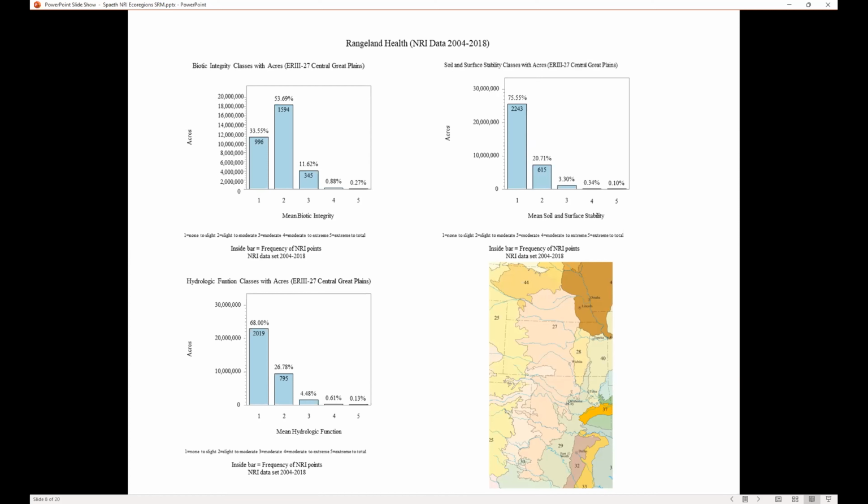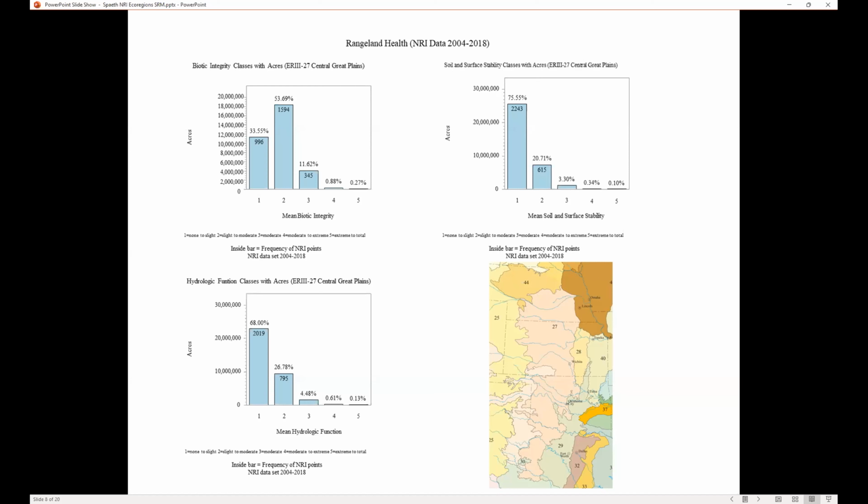That's number 5. So that just shows you a histogram of what the data is showing in the Central Great Plains with respect to, say, biotic integrity. So 53% of the acres fell into category 2, which is slight to moderate departure. 11.6% was in the moderate departure range. And then to the right is the soil surface stability attribute, and then below is the hydrologic function. Typically, we see the data for soil surface stability and hydrologic function are always very similar, since they use a lot of the same indicators to determine that attribute.